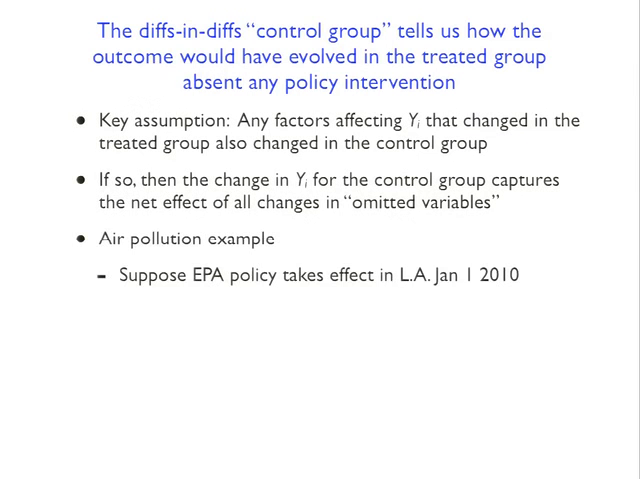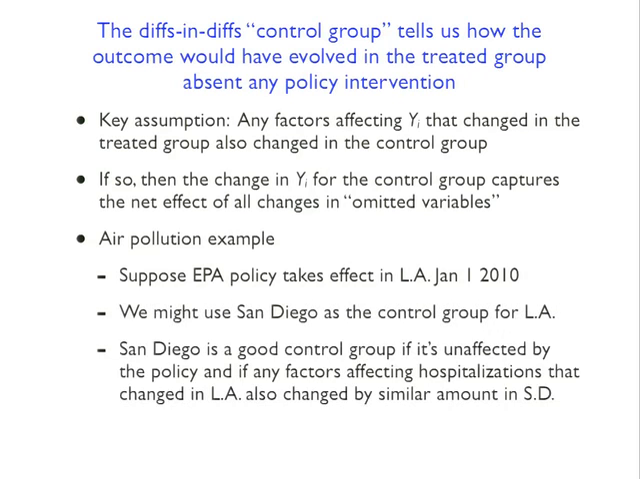So in our concrete air pollution example, the idea is as follows. Let's suppose that there's some EPA policy that takes effect in Los Angeles on January 1st, 2010, and let's say that we decide to use San Diego as a control group for Los Angeles. San Diego is going to be a good control group if and only if it's basically unaffected by the policy. That part you can be sure of, because you're only going to choose a control group that was actually unaffected by the policy you're interested in estimating the effect of, and you can easily observe whether or not that was true. So the first criterion is, of course, that it has to be unaffected by the policy.